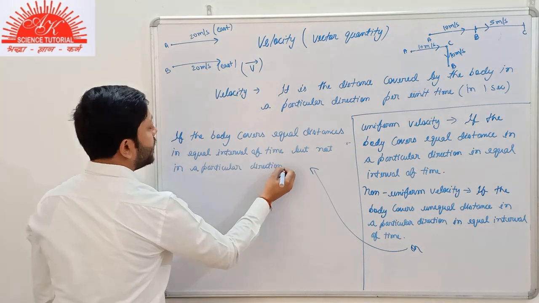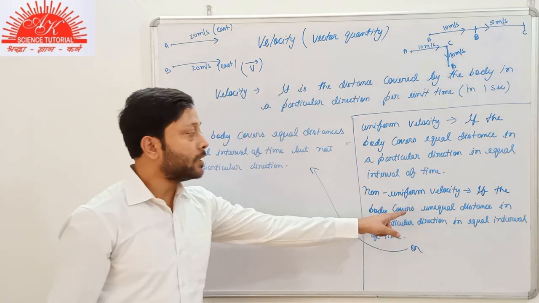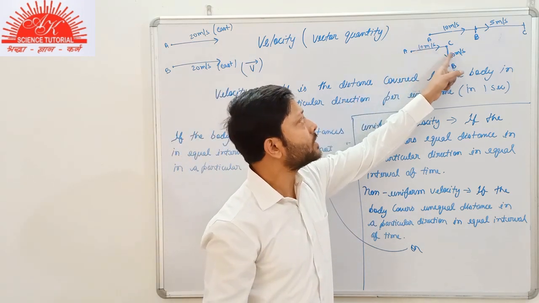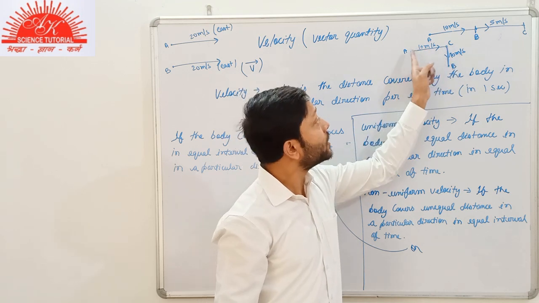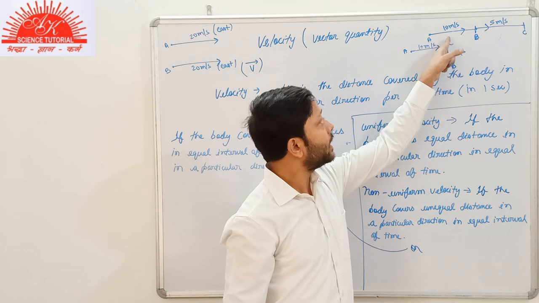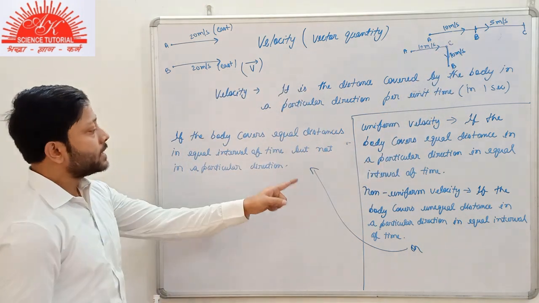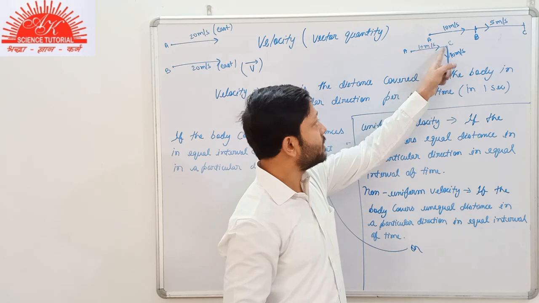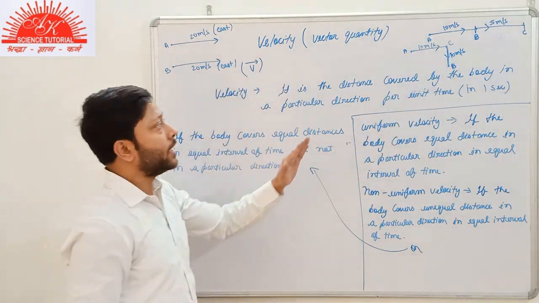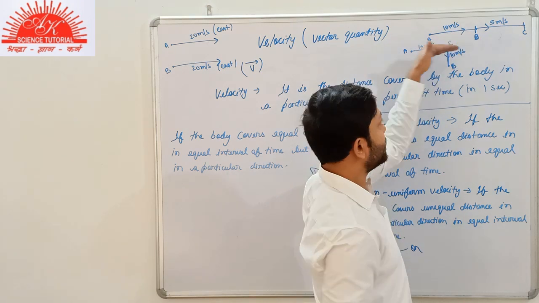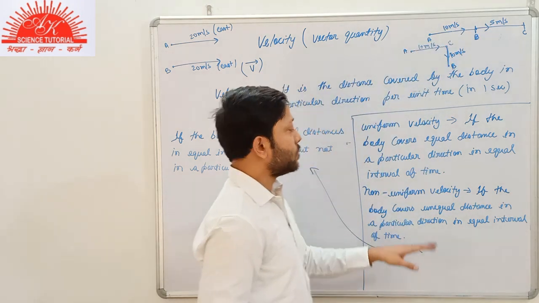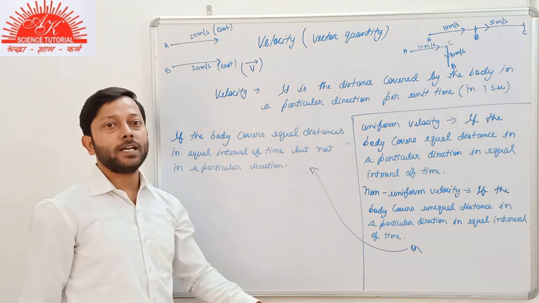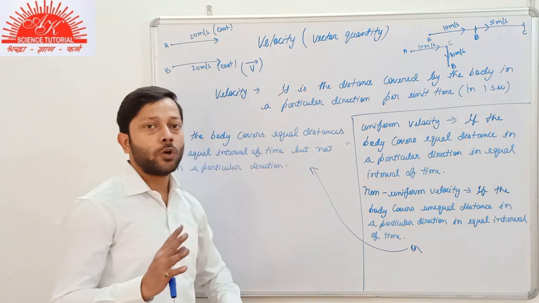It's a very simple part. You just have to compare the two cases. Here the magnitude of velocity was different, and here the magnitude of velocity is the same, 10 meter per second, 10 meter per second. This is the example here, but the direction has changed. Initially the direction was in this direction, and now the direction is this. So what is non-uniform velocity? If the body covers equal distances in equal interval of time, as you can see here, but not in a particular direction. The direction has changed from this to this. So we can define non-uniform velocity in two ways: either the magnitude of velocity has changed or the direction has changed. So this was about non-uniform velocity.